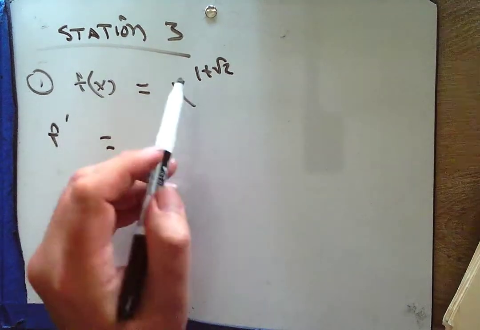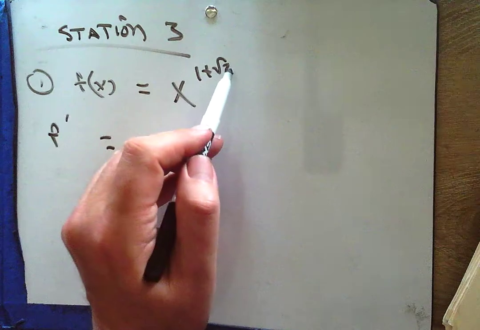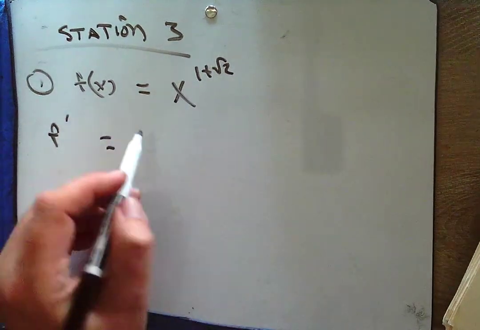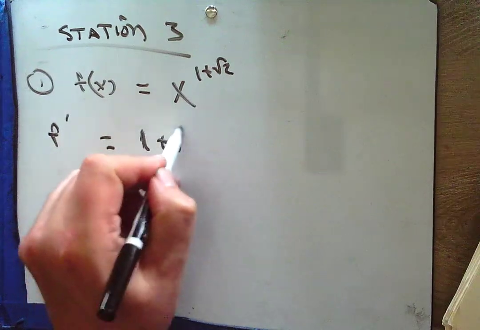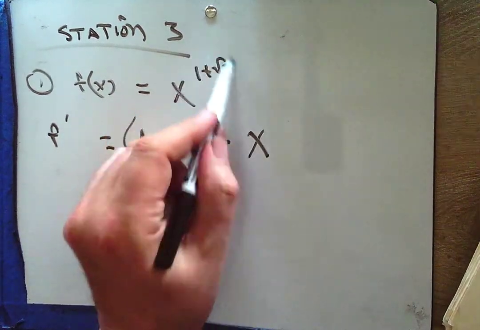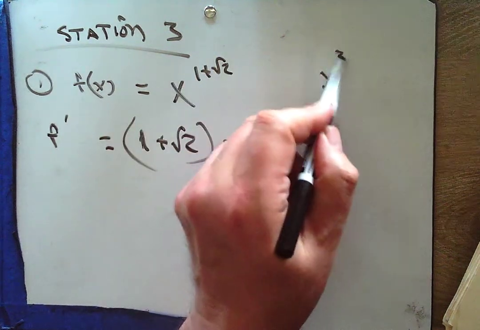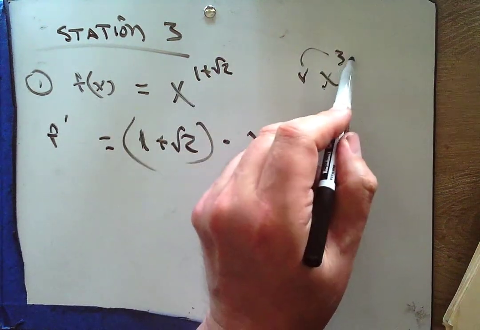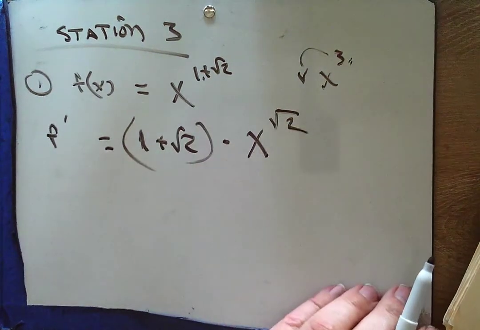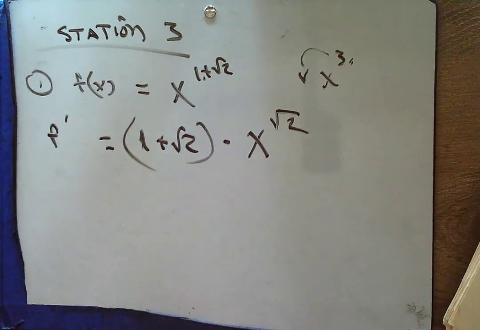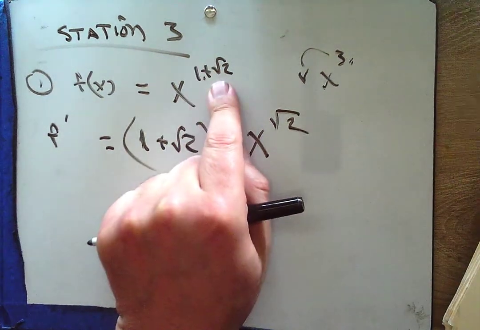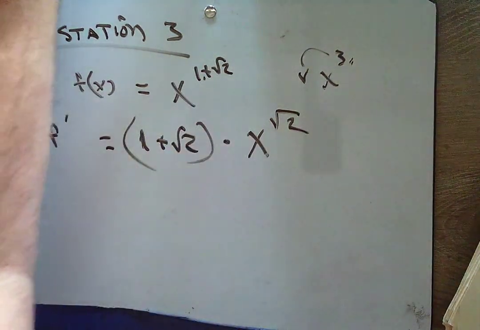Well, I hope you saw this as x raised to a number. And so the power rule is appropriate here. So I'm going to have 1 plus root 2 times x. What am I supposed to do with the power rule? If it's x to the third, I bring down the 3 and subtract 1. So I need to subtract 1 from this, which gives me that. Here's my answer. It's just the power rule. Don't be scared of that. When you use the power rule, you just subtract 1.